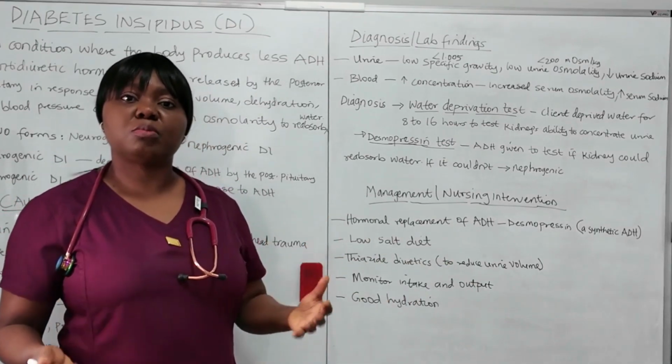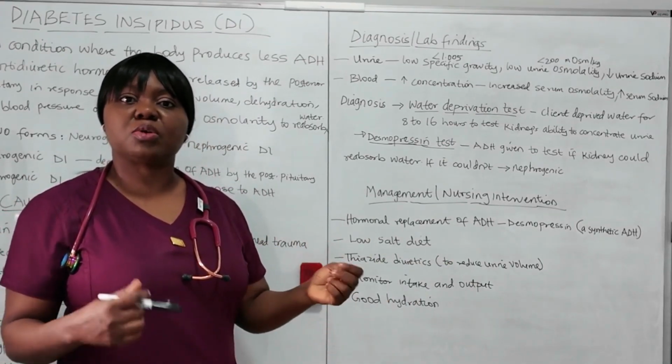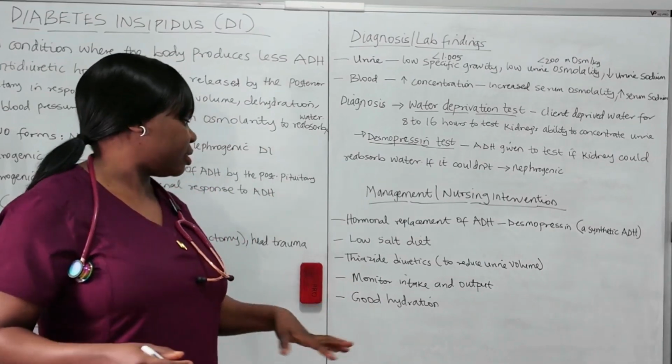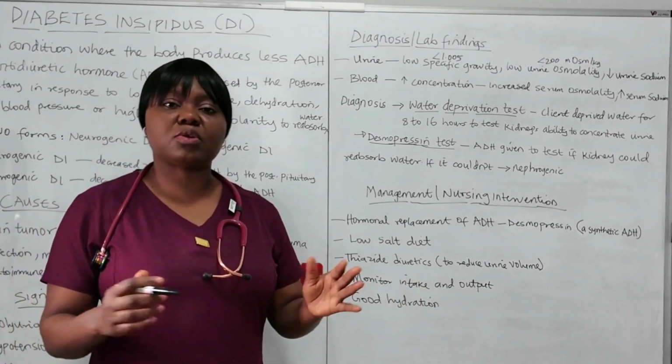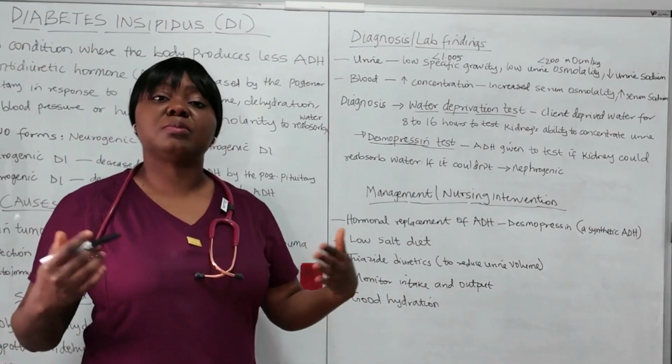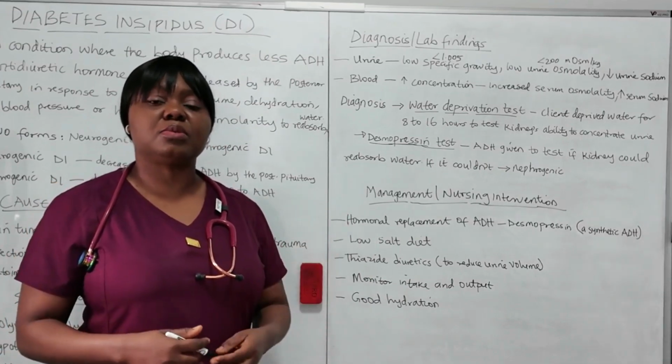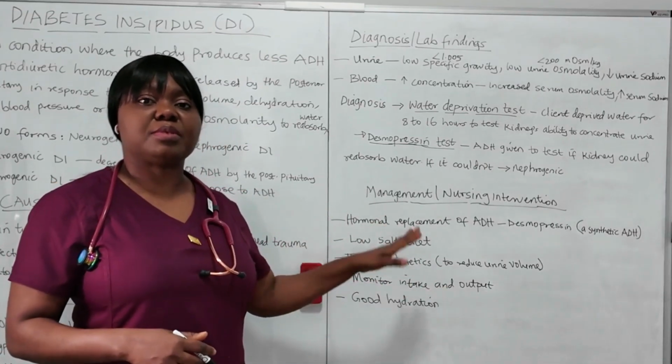And then we need to monitor intake and output. For a patient that is losing so much fluid, you need to monitor intake, monitor output. Also, you can monitor electrolytes. Then we have good hydration. Of course, a patient that is losing so much fluid, you need to keep them hydrated. So a lot of fluids is needed for a patient with diabetes insipidus.